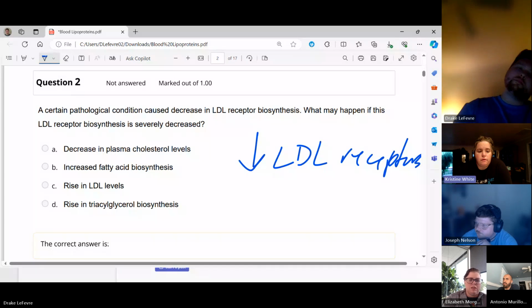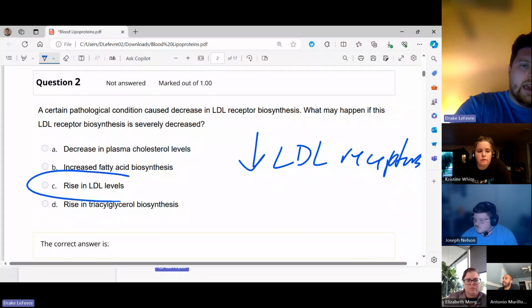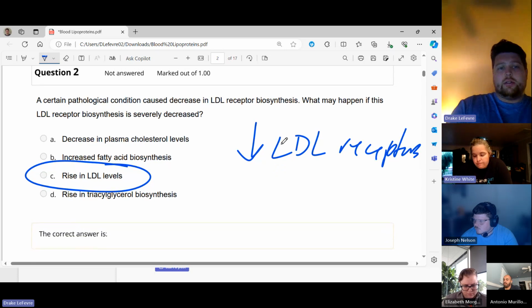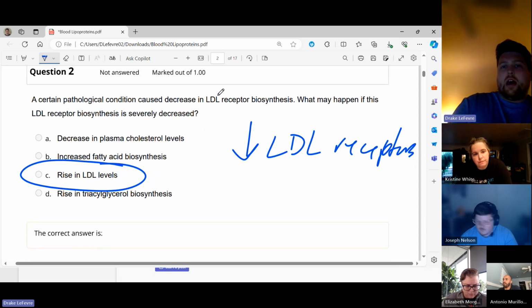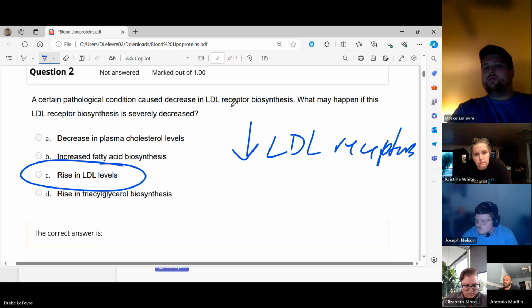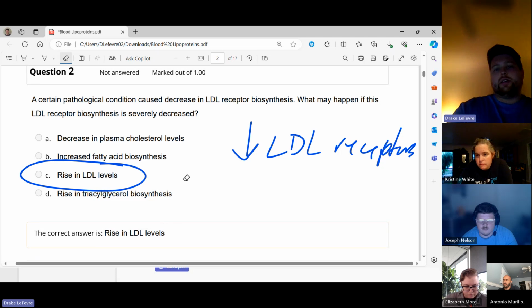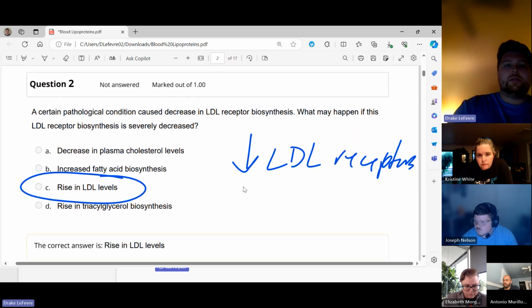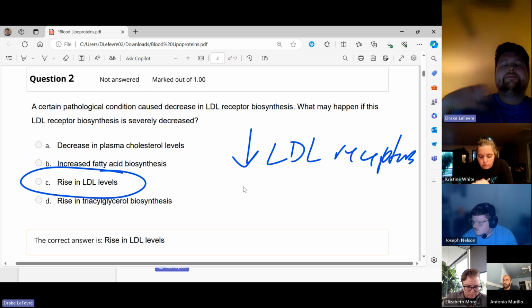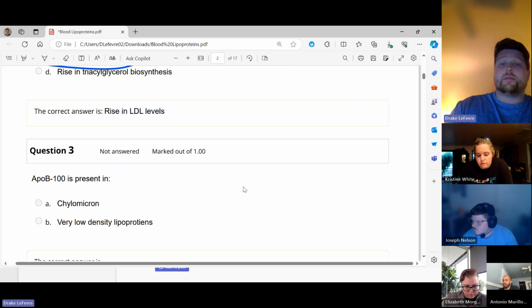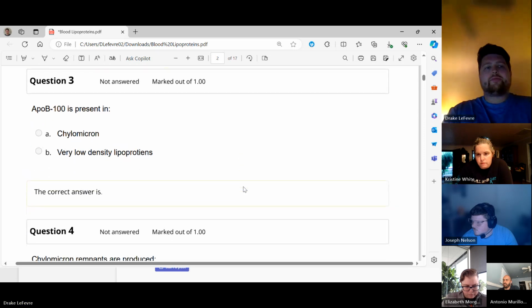Rise in LDL. C, yeah, so we're looking to sense the amount of LDLs because we want a specific amount of LDLs in the body. And if we don't have the receptors actually being produced, then we can't tell exactly how many we have in the blood. So we're going to increase our LDL level to hopefully have a chance of hitting those receptors to make happen what's supposed to happen with those receptors finding LDLs.